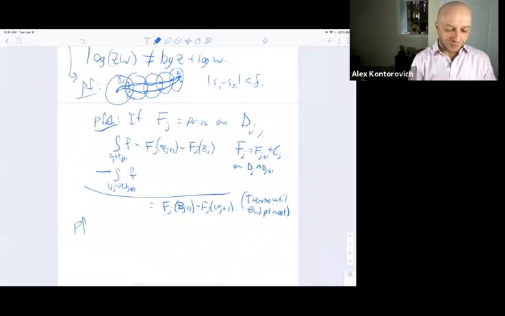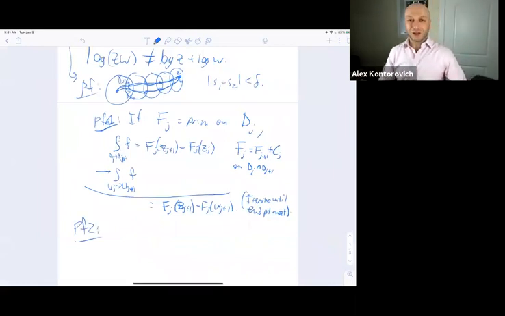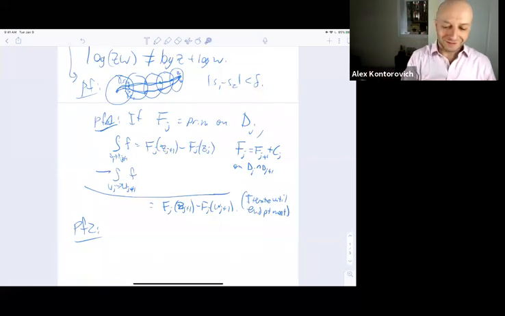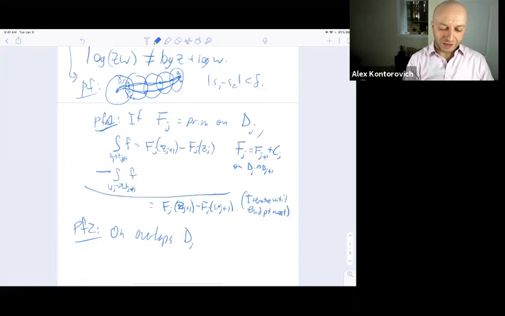Proof 2, which was really proof 1, was, okay, you have these overlaps, and on the overlaps, Dj intersect Dj plus 1, you have two primitives.